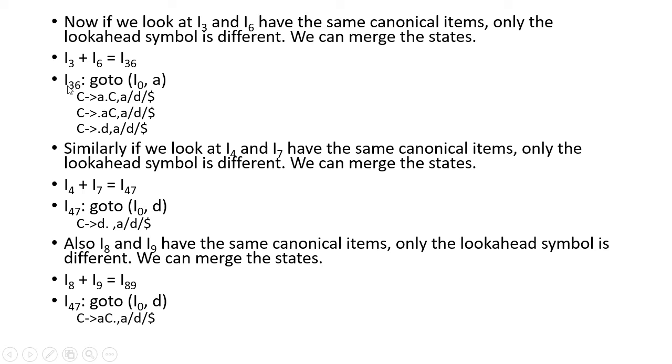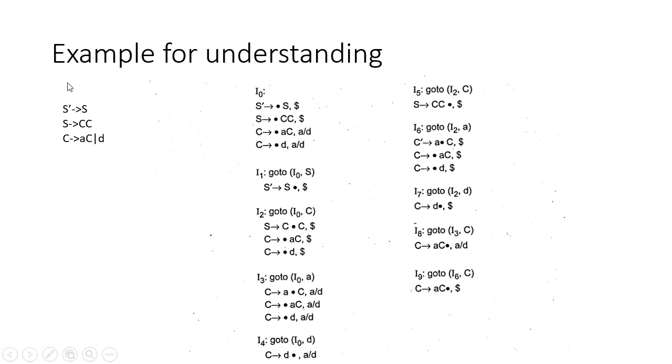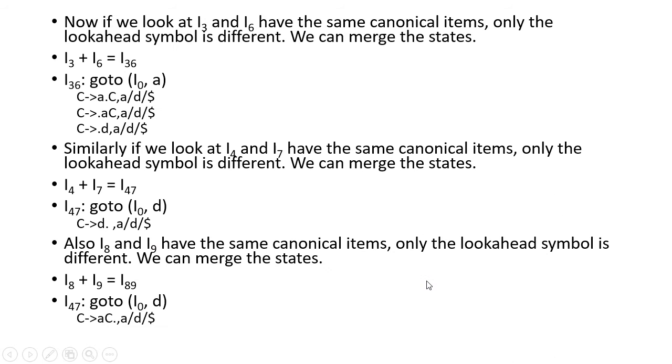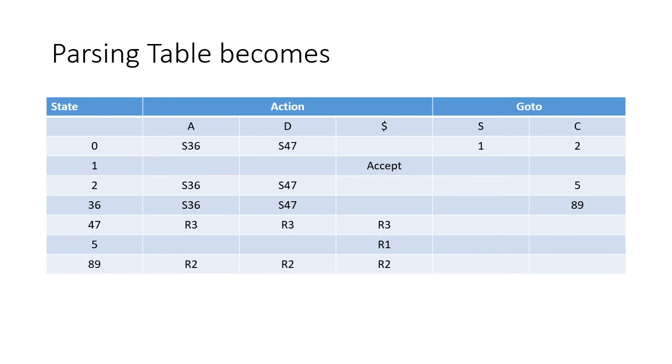So you can see that there are 10 states: I0, I1, I2, I3, I4, I5, I6, I7, I8, I9. These 10 states can be reduced to fewer states. That means 3 states have been reduced. I3 and I6 have been merged, so it becomes I36. I47 has been merged, it becomes I47. I89 has been merged, it becomes I89. Similarly, the table has been merged accordingly.